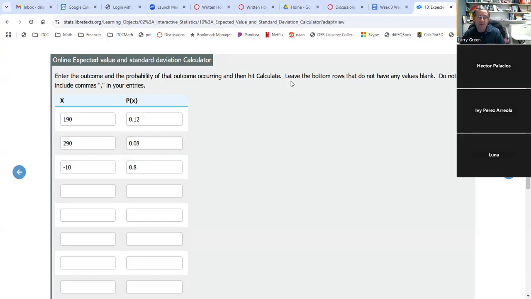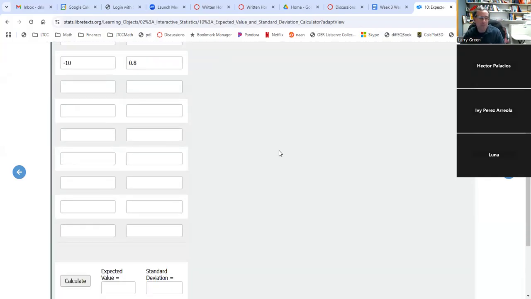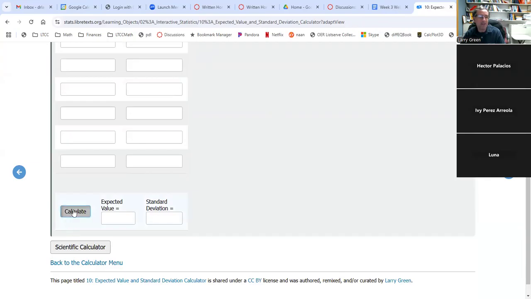Okay. And then it says leave the bottom rows that do not have any values blank. Also note, do not use commas in your entries. That's important when you have really big numbers, like a million. Don't type in commas, just type in 1 followed by six zeros. So don't ever use commas. It just messes up the computer reading if you use commas. And then I just hit calculate.